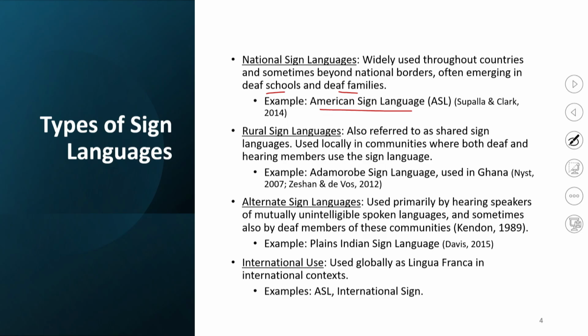Then we have rural sign language, also referred to as shared sign language. This is used more locally in communities where both deaf and hearing members use the sign language. The domain of usage is slightly smaller compared to the national, because it is used in local communities. Similarly, we have alternate sign language. This is used primarily by hearing speakers of mutually unintelligible spoken languages and sometimes also by deaf members of these communities, that is alternate sign language.